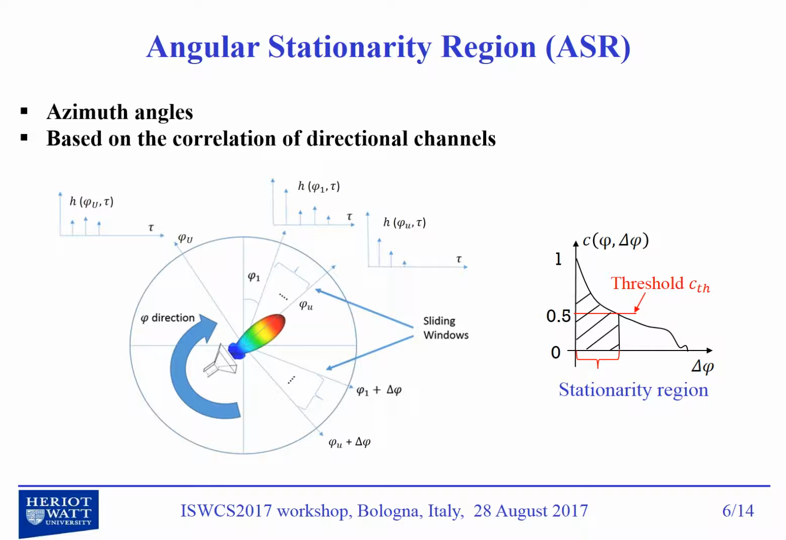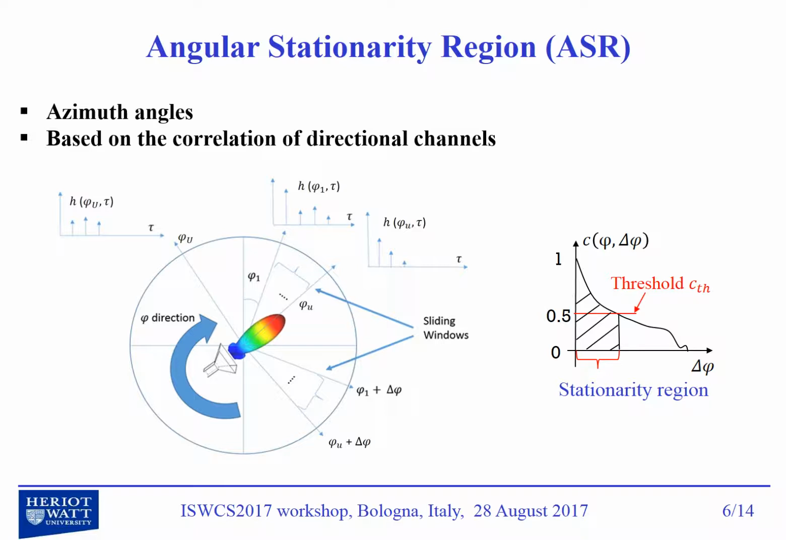Assume there are directional impulse responses measured at a position of a channel environment, and we illustrate them along the azimuth axis. We also assume there are n directional impulse responses forming a sliding window, and the sliding window can be moved along the azimuth angles, like the plot on the left-hand side.